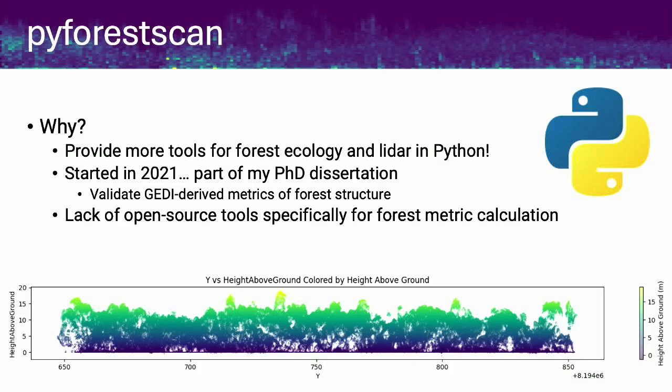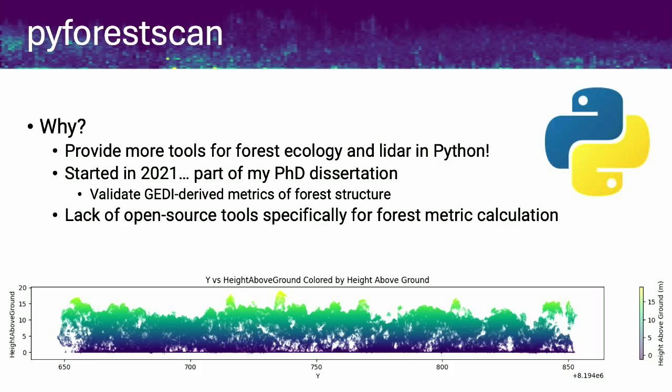Why does it exist? It was really just to provide more tools for forest ecology and LiDAR in the Python ecosystem. I started this several years ago when I was a PhD student, and I was doing all my work in Python, and I didn't really want to keep switching between languages and environments, and I was kind of lazy, so I thought, oh, let's just stick with Python. It's easy, and my whole workflow was there.